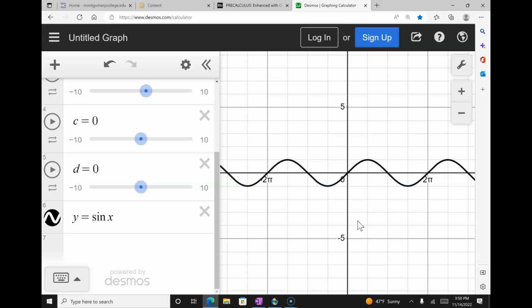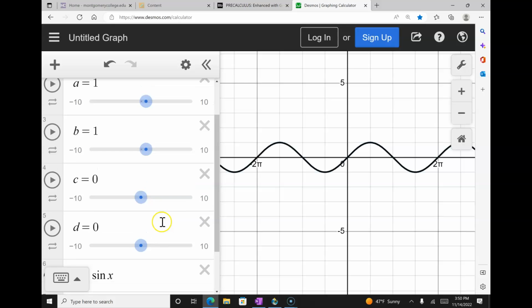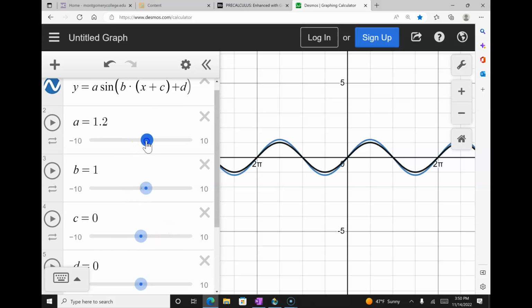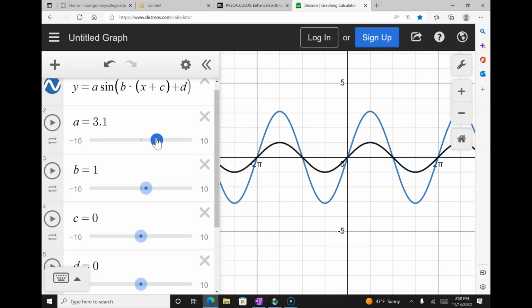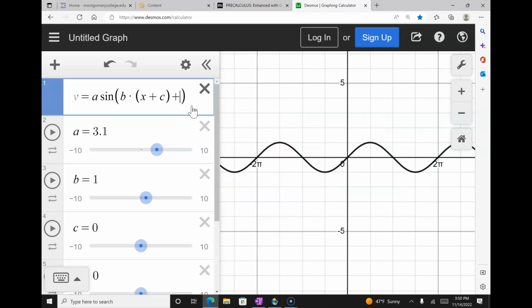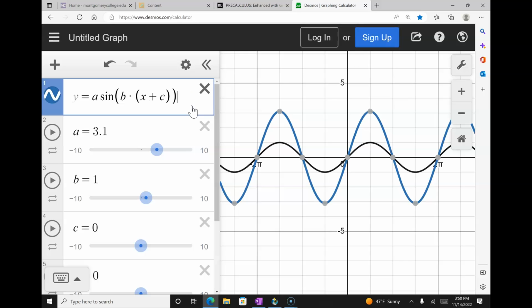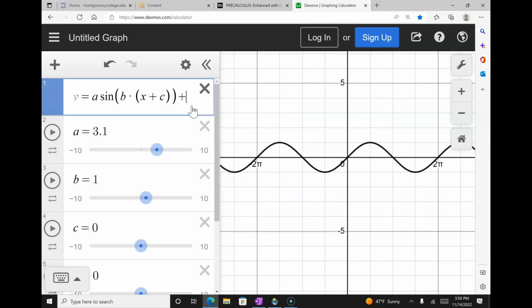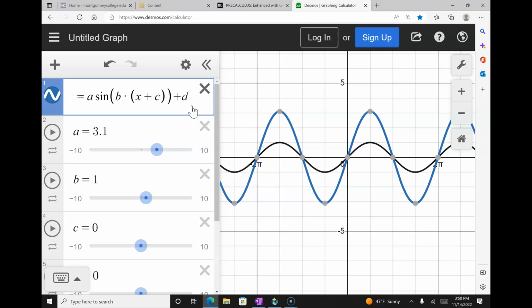Everybody with me? Watch what happens when I change A, the amplitude. When I change the radius of my circle. When I increase the radius. Question? Eli? Oh, yes, you're right. It should be out of the parenthesis. You're right. Thank you. Make sure you've caught that one.